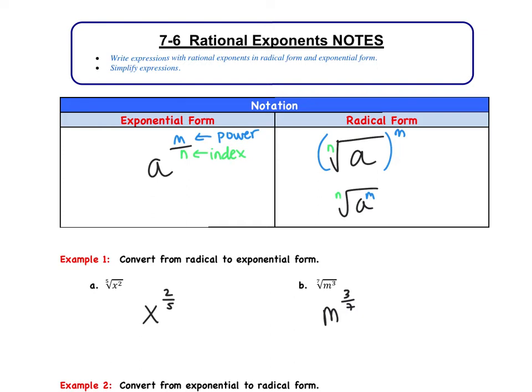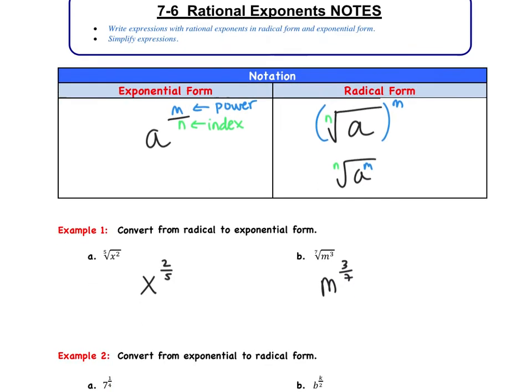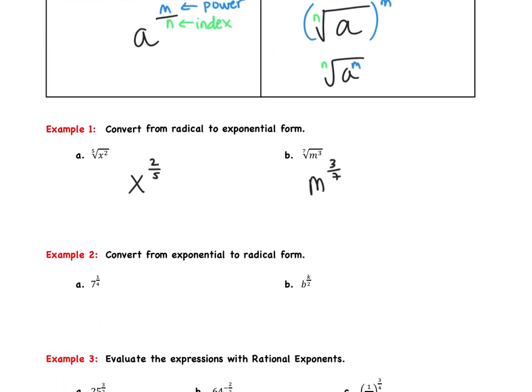So that's going to be for the first part of your classwork when you come to class, is converting between those two. You also need to be able to go the other direction. So that's example 2. This time we have something in exponential form. It needs to go in radical form. So we're going to have a radical and the base goes underneath. Remember that our denominator is the index. So that means 4 goes here.